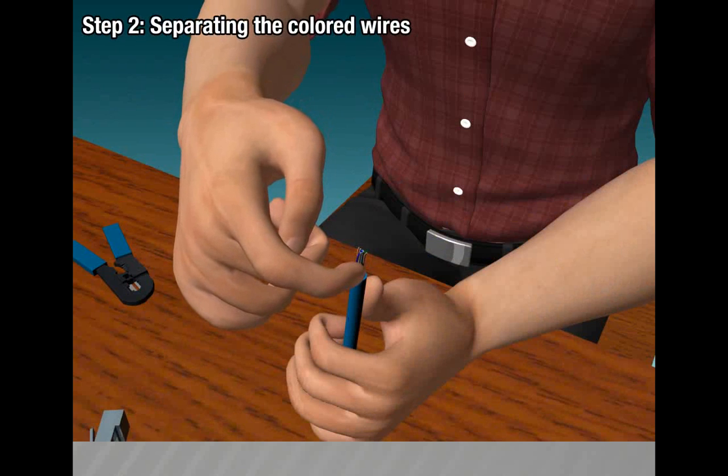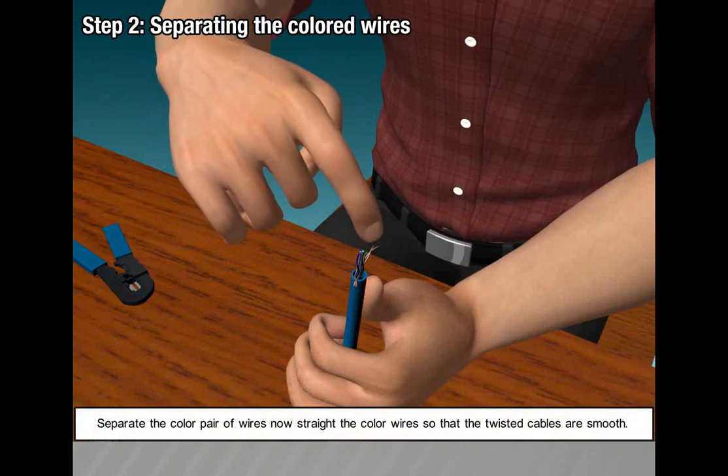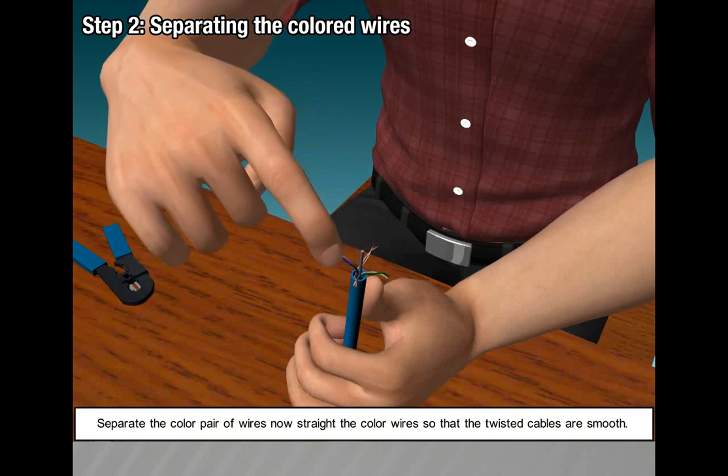Step 2. Separating the colored wires. Separate the color pair of wires. Now, straighten the color wires so that the twisted cables are smooth.